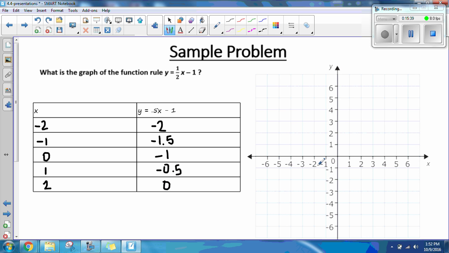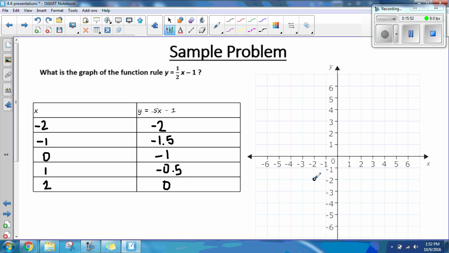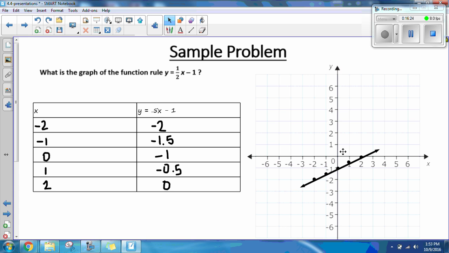So let's plot these points. At negative 2, I'm at negative 2. Okay, negative 1, I'm at negative 1.5. 0, I'm at negative 1. And 1, negative half. And at 2, 0. So again, we're going to connect these dots because we're assuming that it is a continuous graph, and any points on this line will be a solution for our function, so we need to make sure we have arrowheads at the ends of our line.